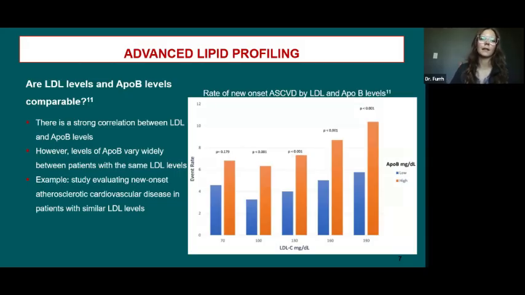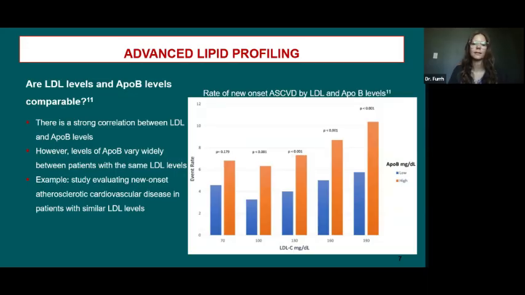So here's another good example why this matters. When comparing LDL levels to apolipoprotein B levels, there is a strong correlation because we discussed that ApoB is the structural protein of LDL. However, levels of ApoB vary between patients with the same LDL levels.